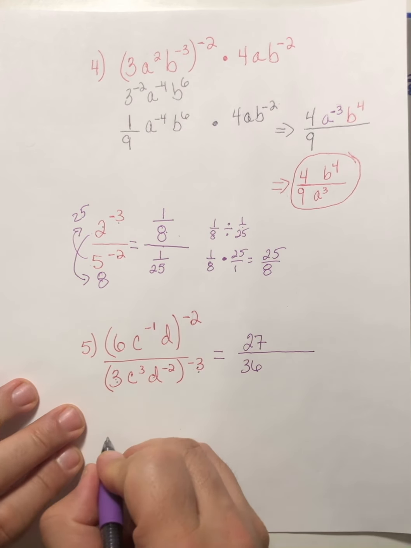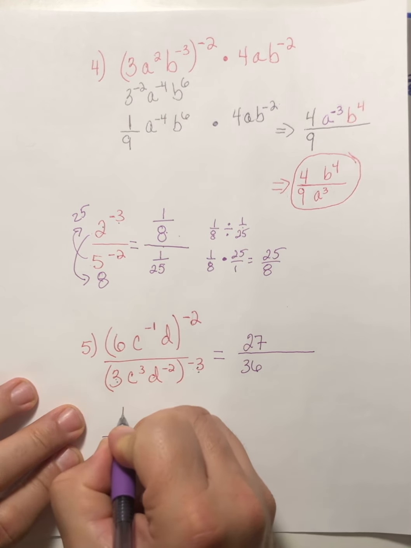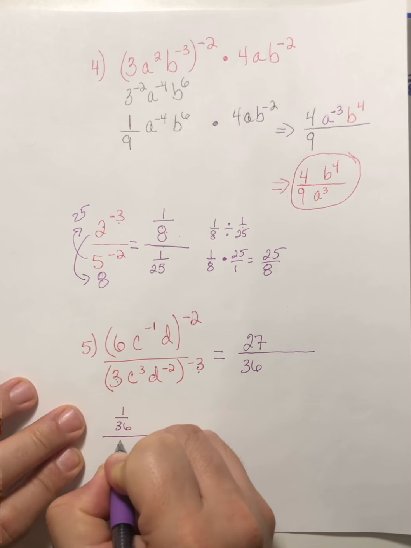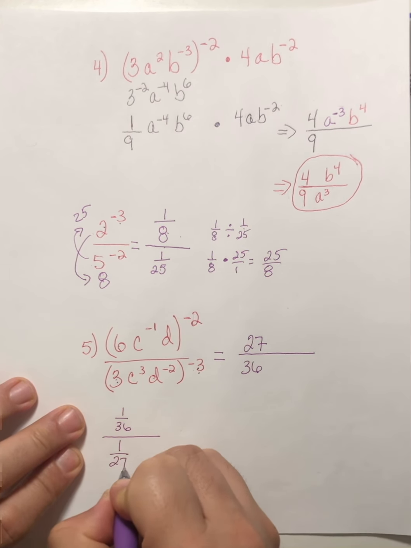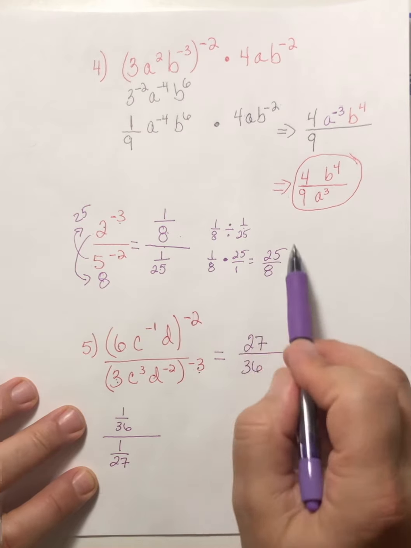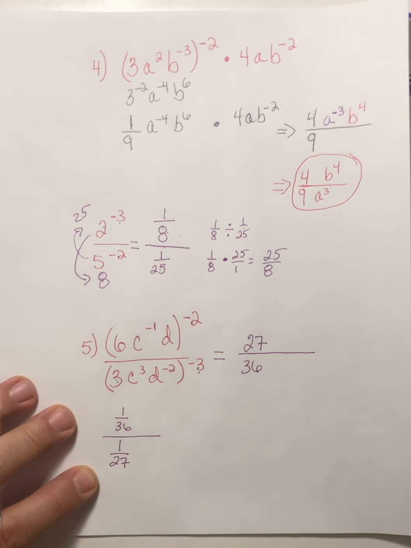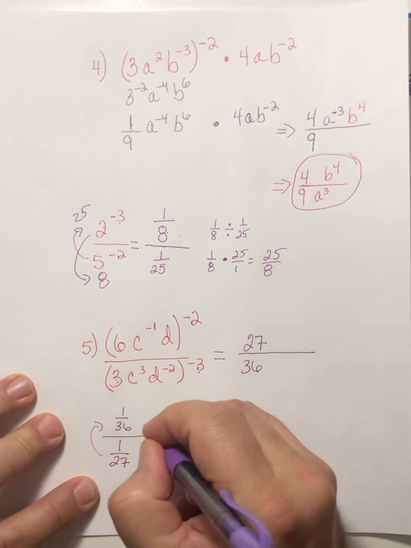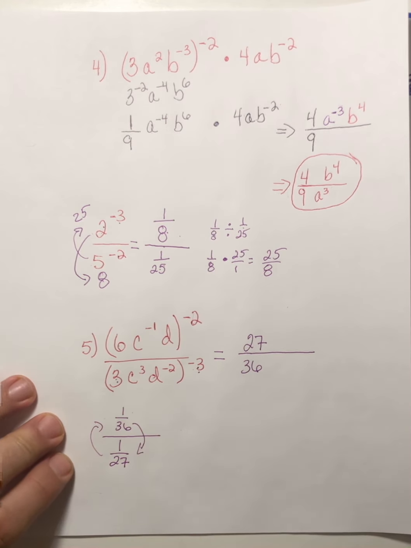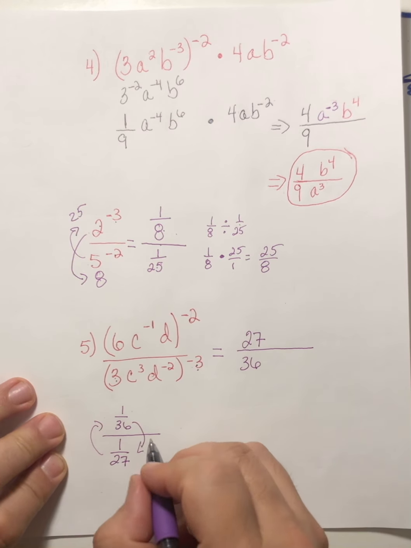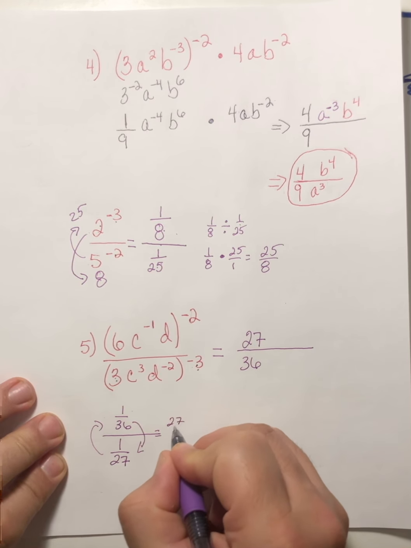So in other words, this is what you just did. We just had a 1 over 36 over a 1 over 27. So I just did this up here again. So I just flipped. Put this at the top, put that at the bottom. Move this up, move that down. Okay? So we had 27 over 36.